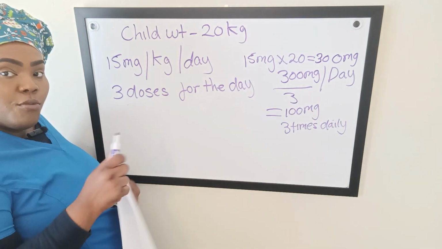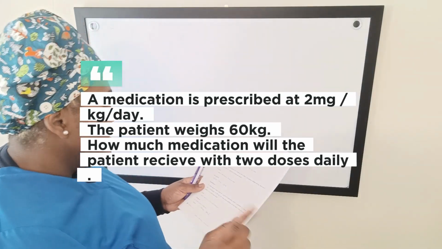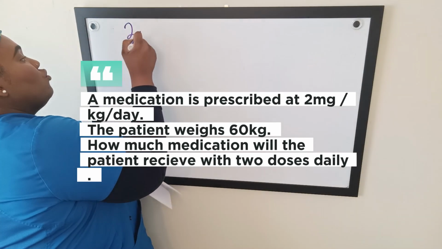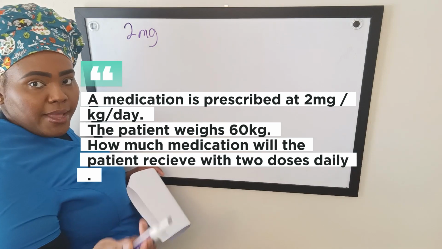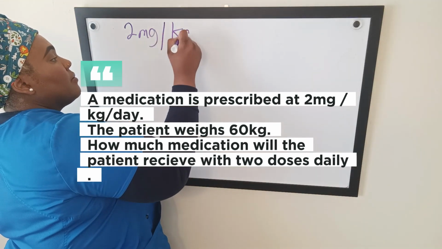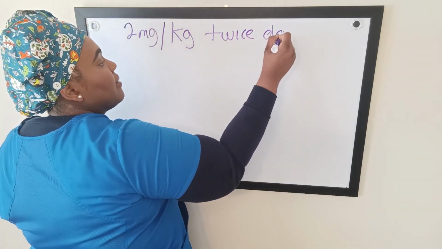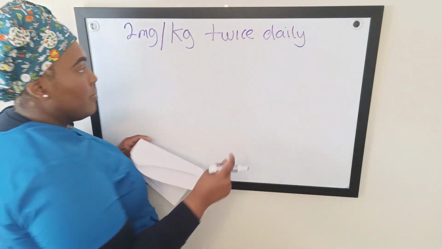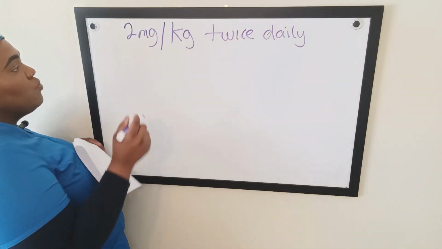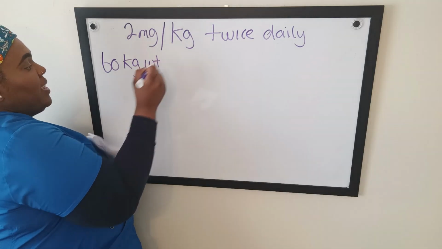All right, that's how we work that one out. That's our third. Now we have a patient who is prescribed medication at 2 milligrams per kg twice daily. So we have 2 milligrams of whatever the medication is. How much does this patient weigh? Our patient's weight is 60 kgs.